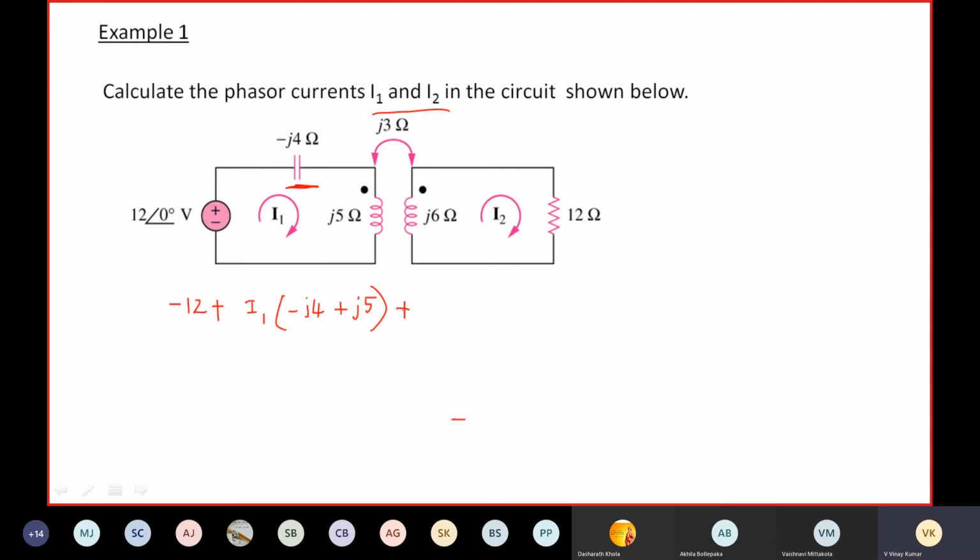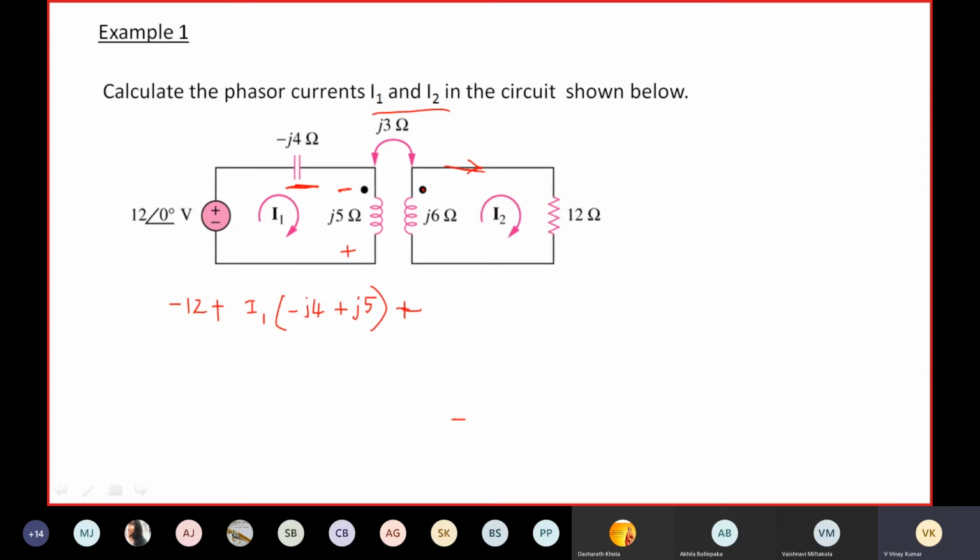Plus, now let us include the mutual induced EMF in coil 1 due to the current flowing through coil 2. I2 is leaving the dotted terminal of coil 2. If I2 is leaving the dotted terminal, what will be the mutual induced EMF in coil 1? It would be negative at the dotted terminal.